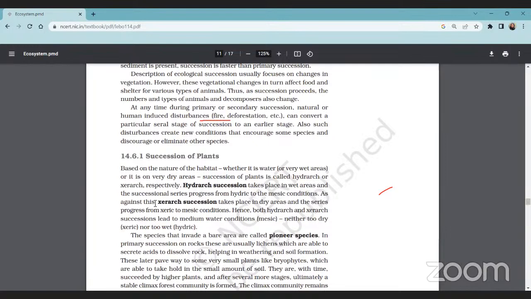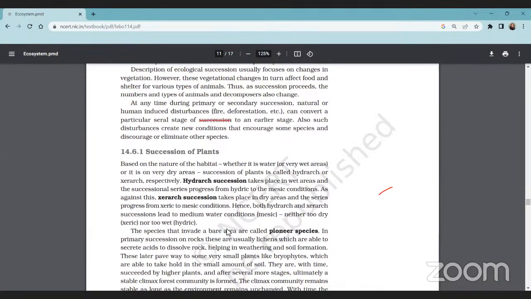Xerarch succession takes place in dry areas like deserts, where no water is present. Hydrarch succession takes place where water is present. Both hydrarch and xerarch succession lead to medium water conditions, neither too dry nor too wet.